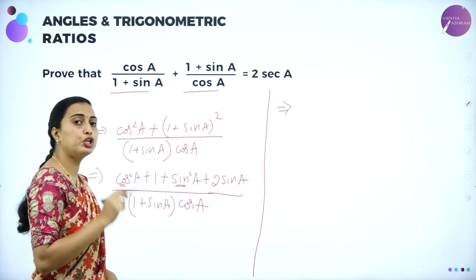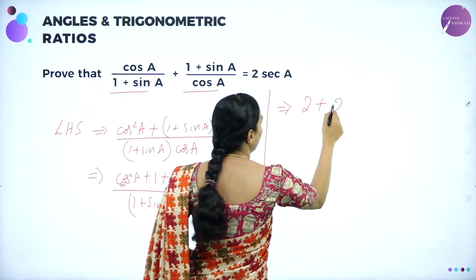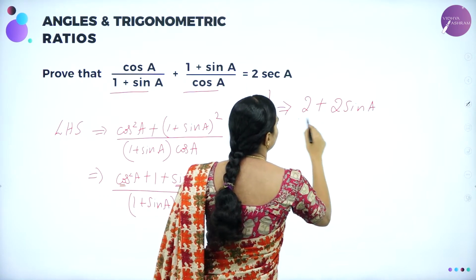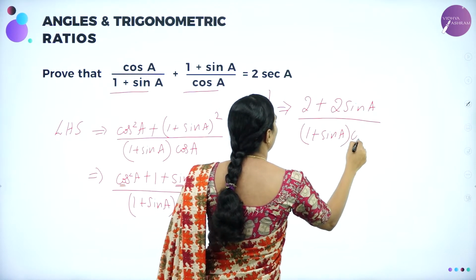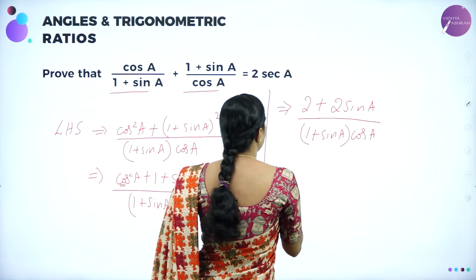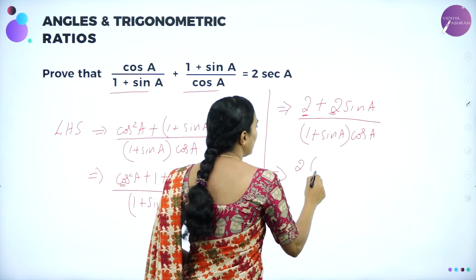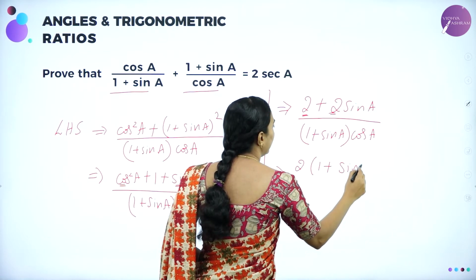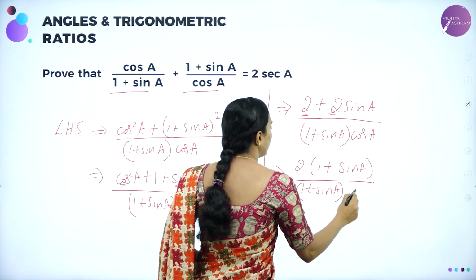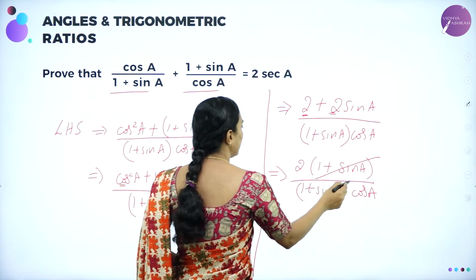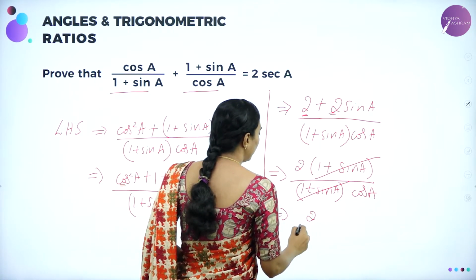1 plus 1 is nothing but 2. So, 2 plus the remaining last term, 2 sin A divided by the denominator, which is (1 plus sin A) into cos A. Now you can take 2 as a common factor in the numerator. Remaining is 1 plus sin A, and the denominator is (1 plus sin A) into cos A. Now 1 plus sin A and 1 plus sin A will get cancelled. You are having 2 into 1 divided by cos A.